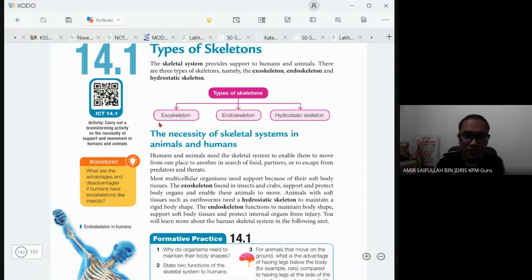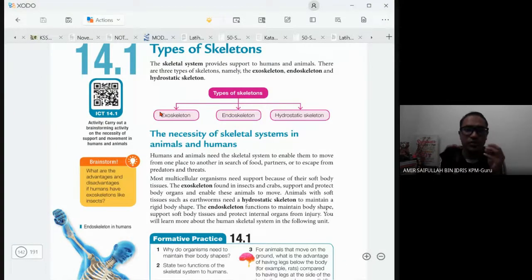Like scorpion, luar dia sangat keras. Prawn, udang, luar dia sangat keras. So all this they have exoskeleton, outside punya skeleton. Endoskeleton, like us, like human, we have endoskeleton. Fish, endoskeleton. Tulang dia ada dalam badan sahaja. Luar tak ada tulang. Okay, luar lembut sahaja. Tapi dalam ada skeleton, endoskeleton, inside punya skeleton.